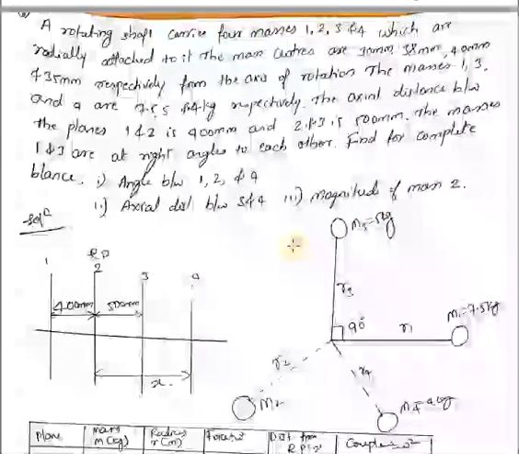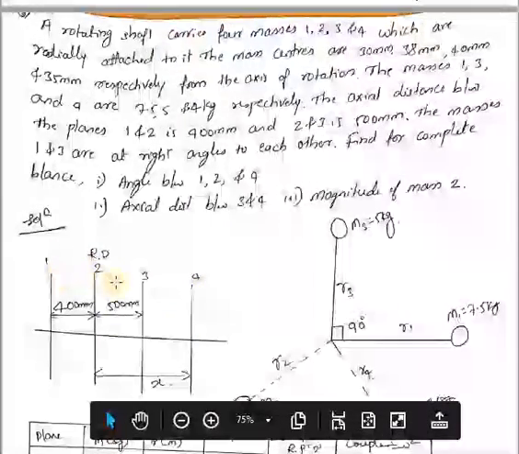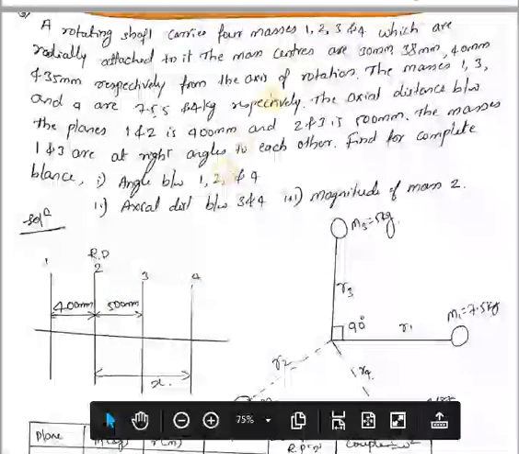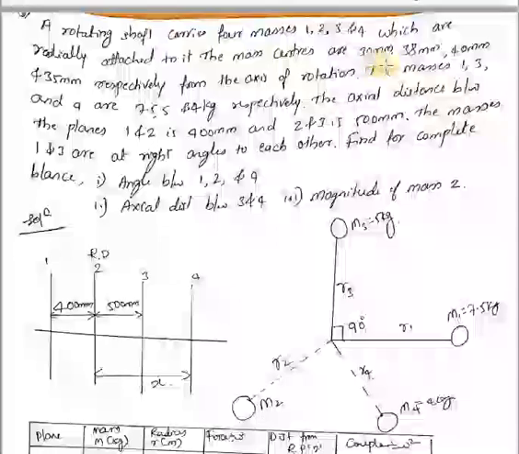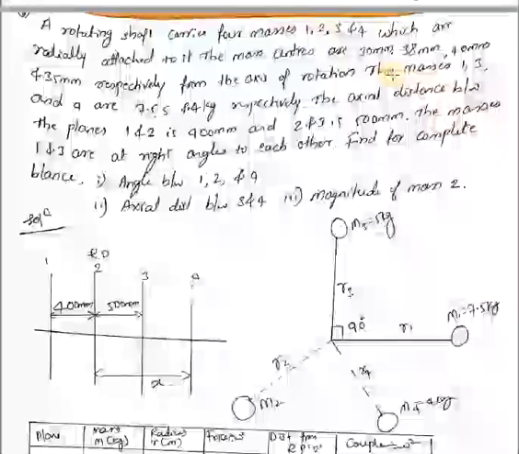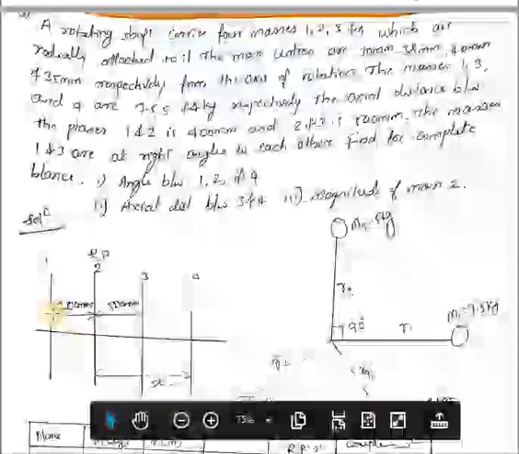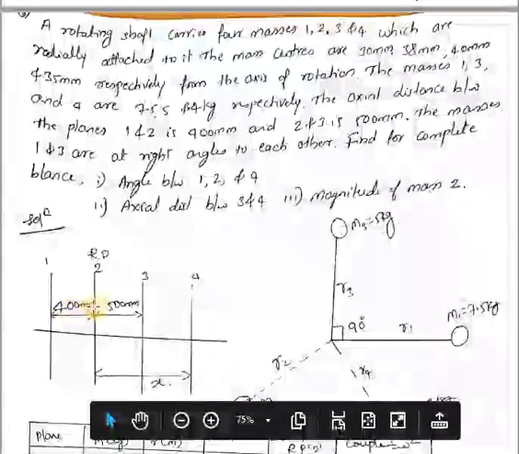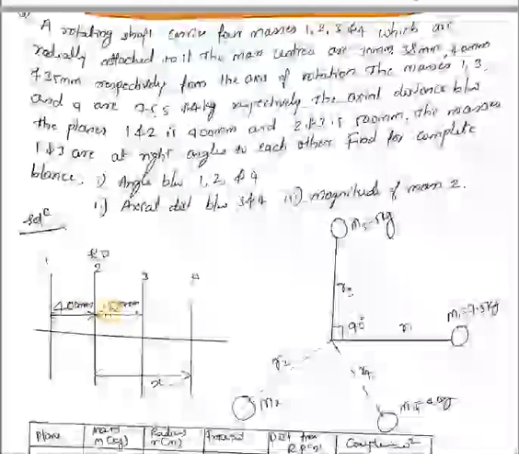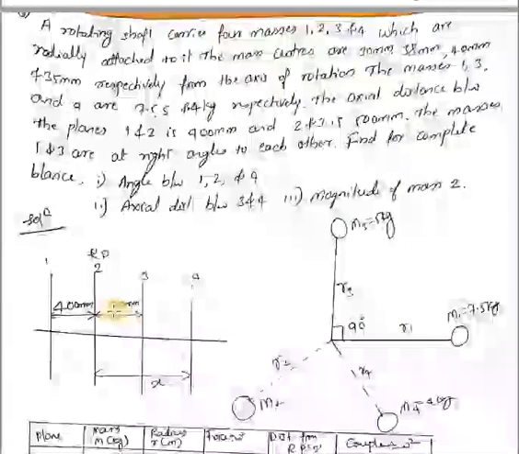So here he has given 4 masses. Let us first draw 4 lines and name them as 1, 2, 3, 4. He has given mass centers, which means these are all the radii of rotation, and he has given masses for 1, 3 and 4. M2 is unknown here. He has given the axial distance between planes 1 and 2 as 400 mm, and between 2 and 3 it is 500 mm. For this he asked us to calculate the angle, axial distance and magnitude of M2.